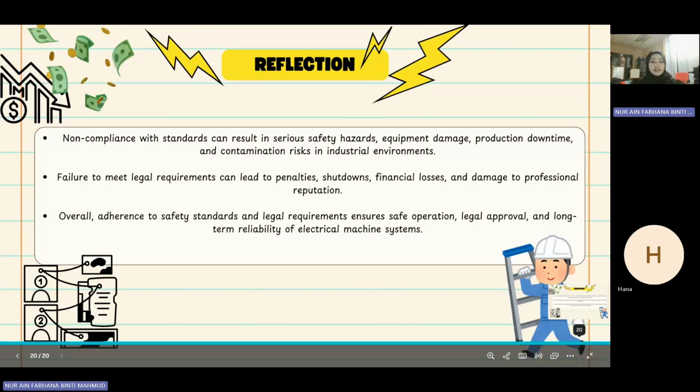Non-compliance with standards can result in serious safety hazards, equipment damage, production downtime, and contamination risk in industrial environments. Failure to meet legal requirements can lead to penalties, shutdown, financial loss, and damage to professional reputation. Overall, adherence to safety standards and legal requirements ensures safe operational approval and long-term reliability of electrical machine systems.